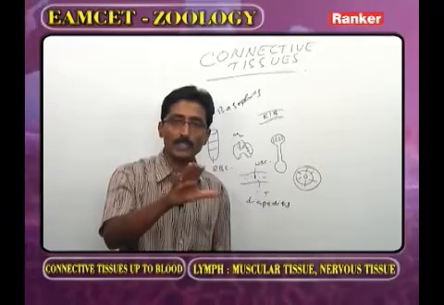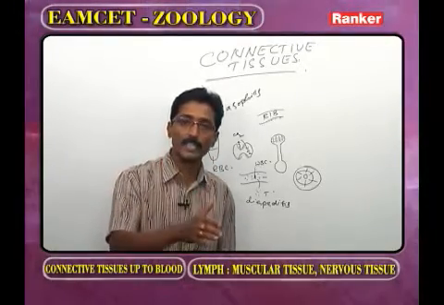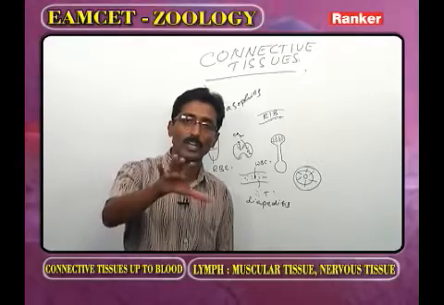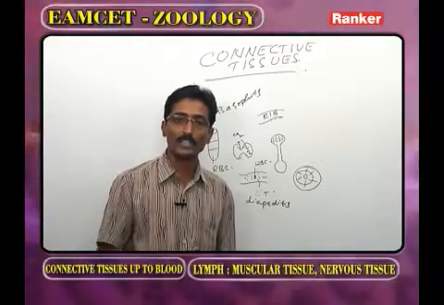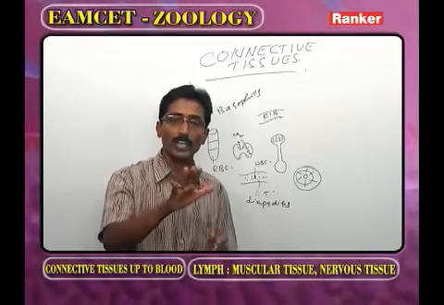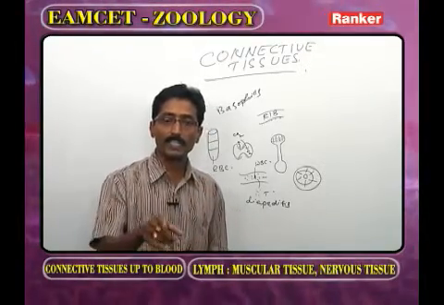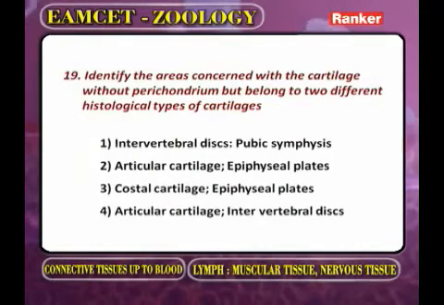In these examples, the perichondrium is absent. The second one we call elastic cartilage, and the last one we call fibrous cartilage. Where do we find fibrous cartilage? One is the intervertebral discs and the second one is the pubic symphysis. Here they are asking, identify the areas concerned with the cartilage without perichondrium.